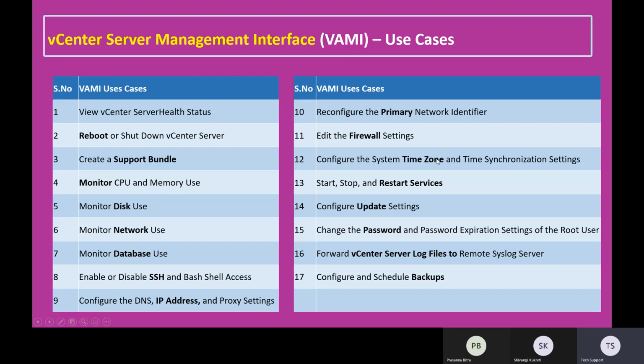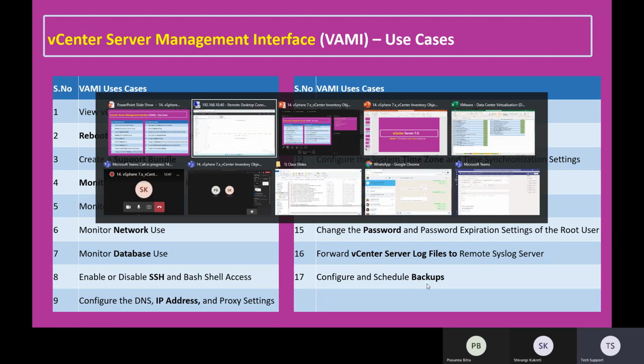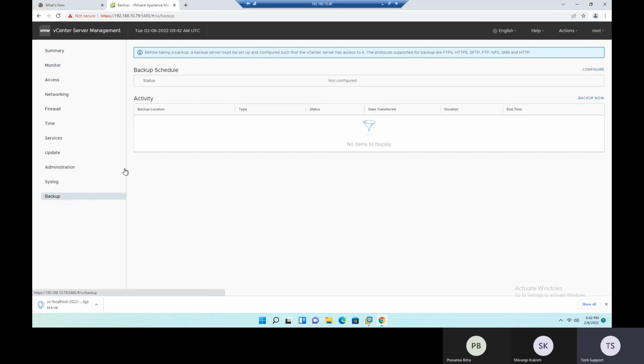Okay, we can even configure time zone, we can restart services, we can update the vCenter server with the latest patch, reset passwords, and the log files we can directly send to a syslog server. We can take our vCenter server backup also. But if you want to configure the backup on our vCenter server, go to the backup tab.